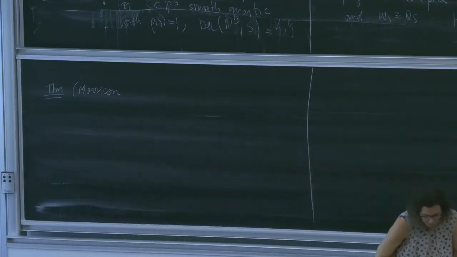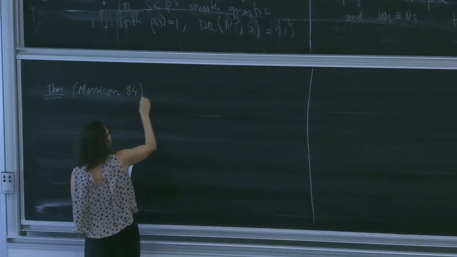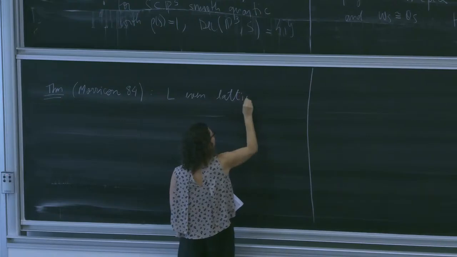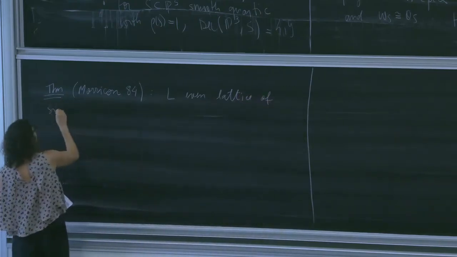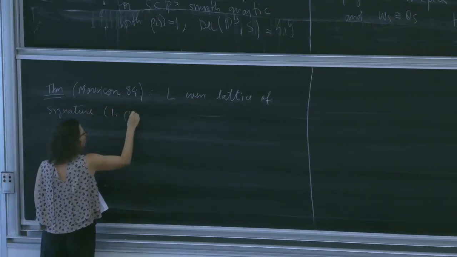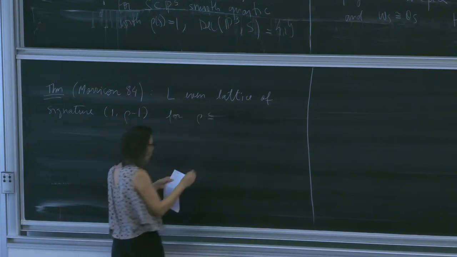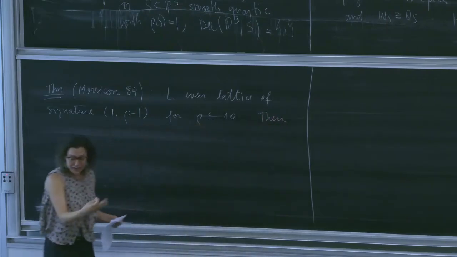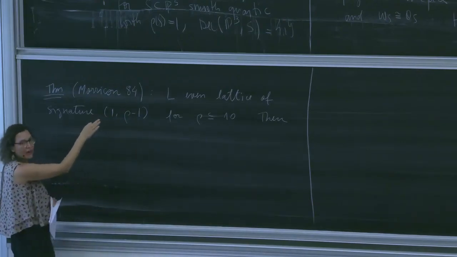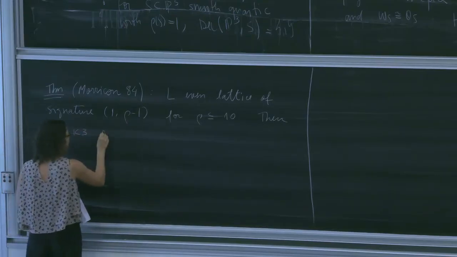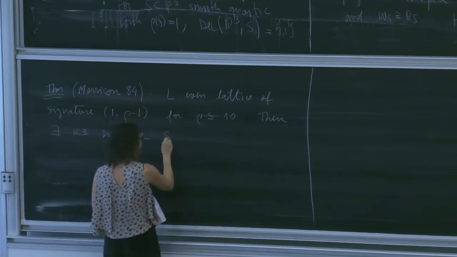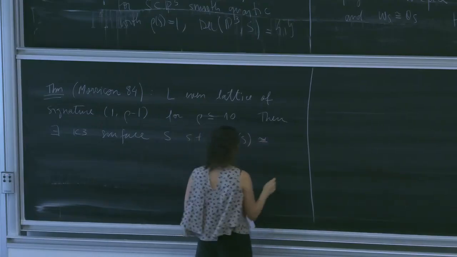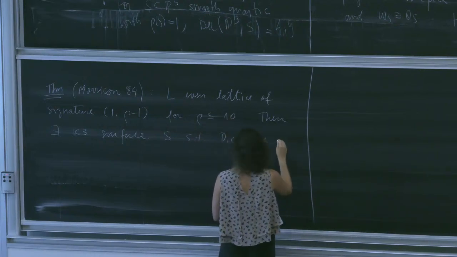It says that conversely, if you have L, some even lattice of signature 1, rho minus 1, for some rho at most 10, then there exists a K3 surface S such that the Picard lattice of S is isomorphic to, well, isometric, in fact, to L.